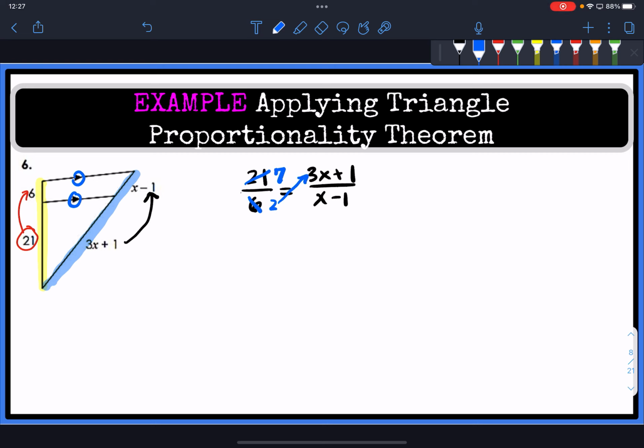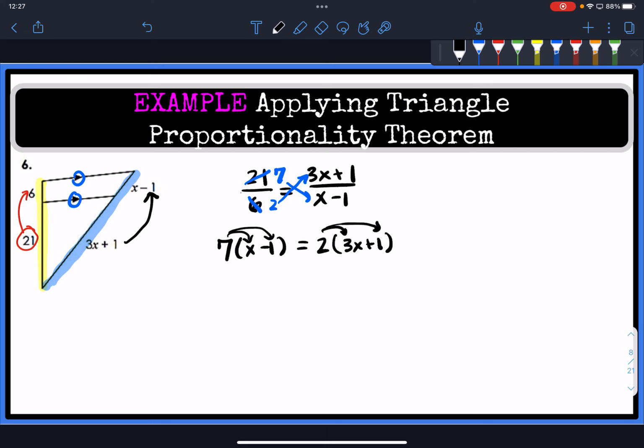So here, cross multiplying, we're going to multiply 7 with x minus 1 equals 2 times 3x plus 1. That just makes it a little bit easier, so we're not using such big numbers. If you don't want to cross reduce that and you want to use 21 and 6, you can. But I just want to simplify and not use such big numbers.